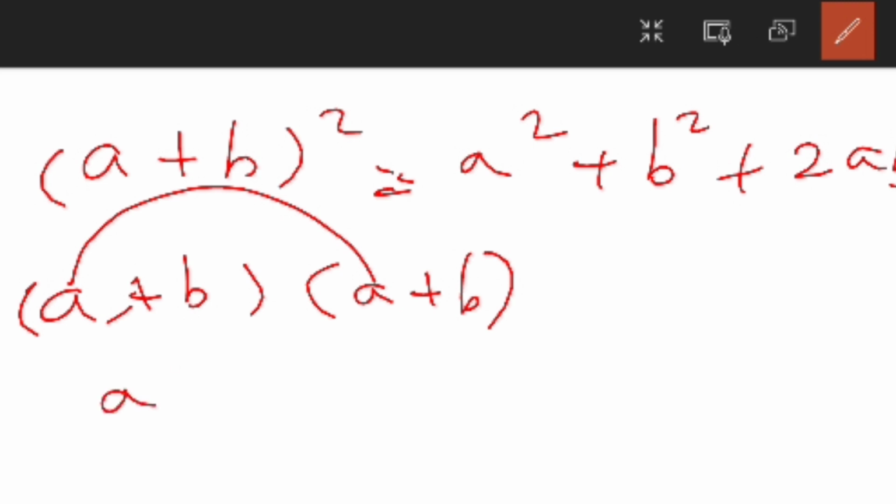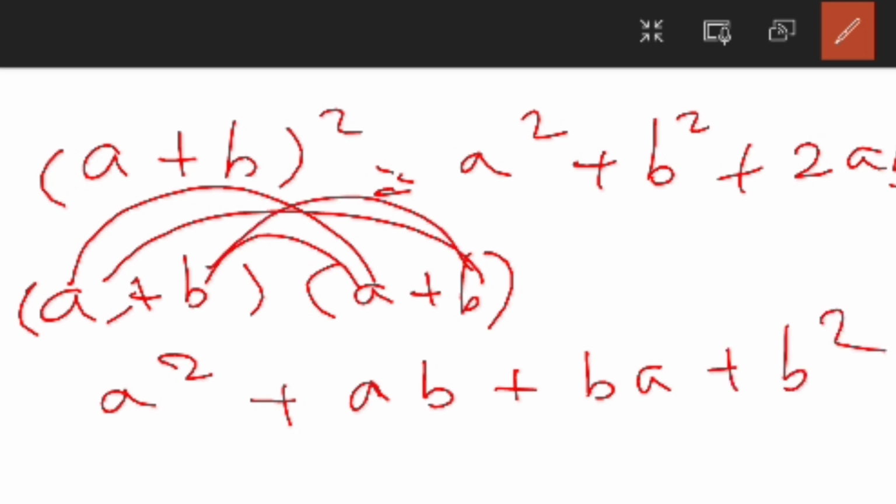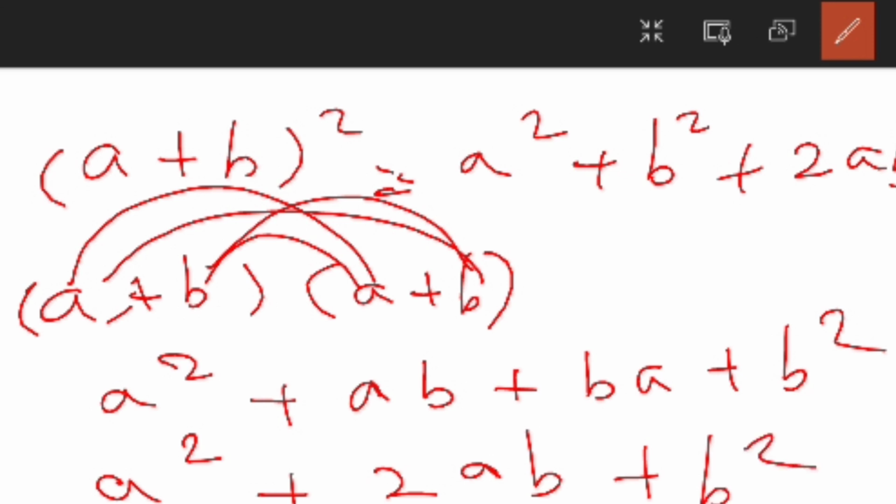So, a into a will get a square, plus again a into b will get ab, plus b into a again will get ba, and again b into b will get b square, right? So, a square plus ab and ba both are the same, we are just interchanging the variables. Okay, so 2ab, plus b square, we get in the answer. Okay children, so see whether it fulfills the identity property.